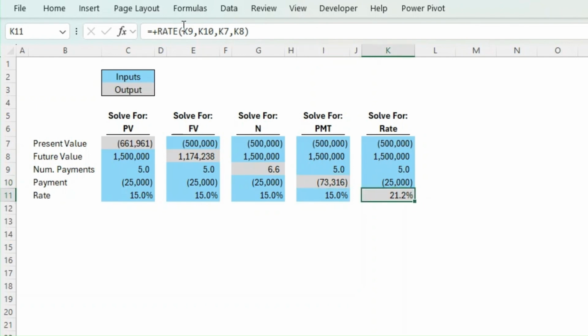Okay, rate. You guys know the drill by now. You invest 500,000, 25,000 a year to achieve the 1.5 million. The rate you need to achieve that is 21.2%.